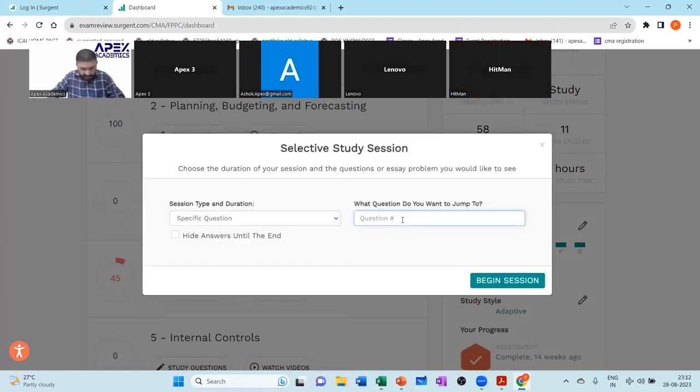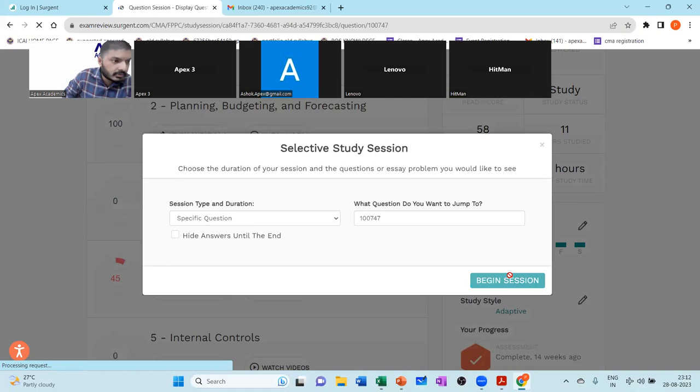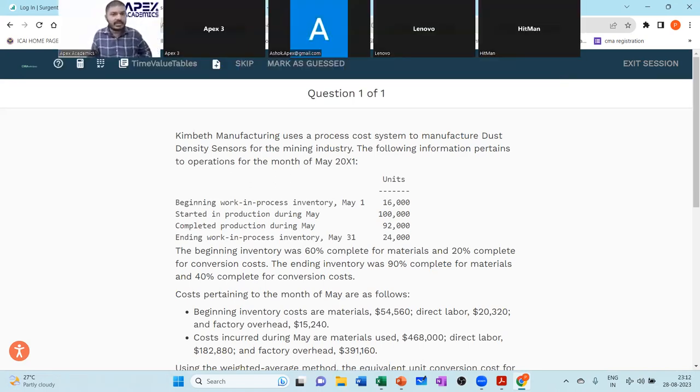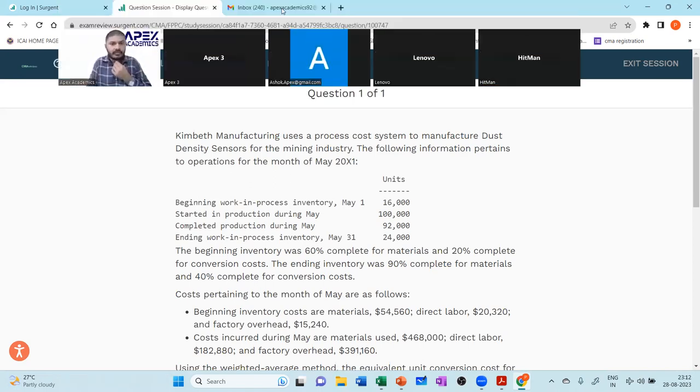Specific question number 1 I am taking because this question struck me as important and the doubt was... Now, it's a good question, but it's a very easy question. I don't think you should get confused, but let's see what the question says. The question says the following.